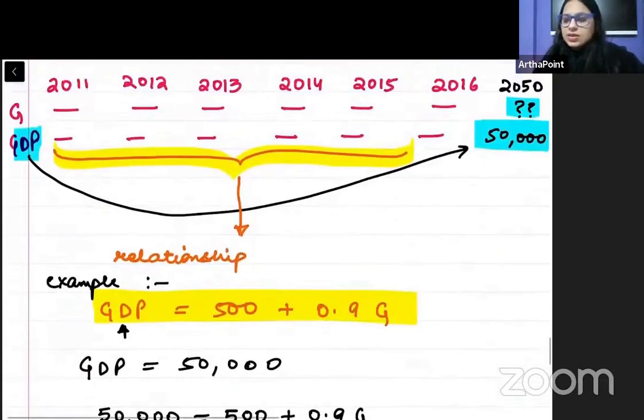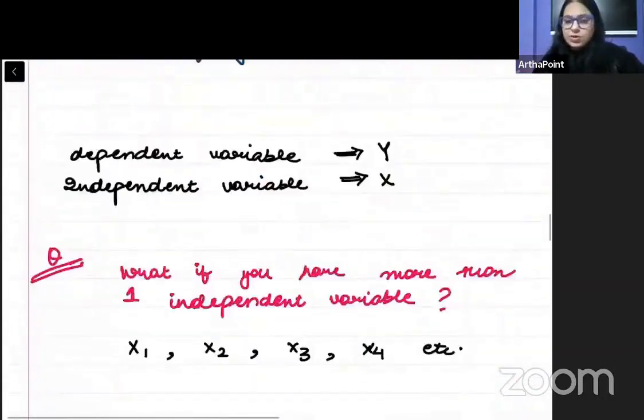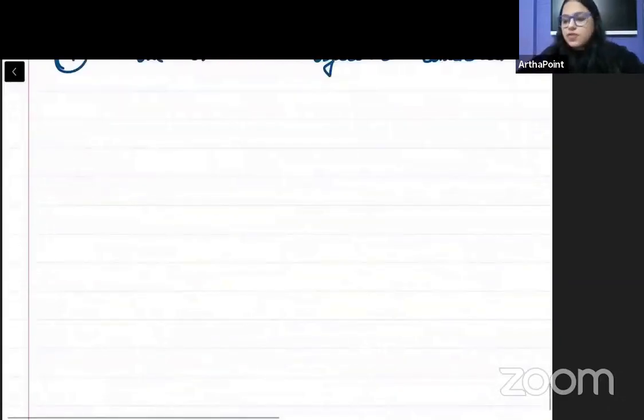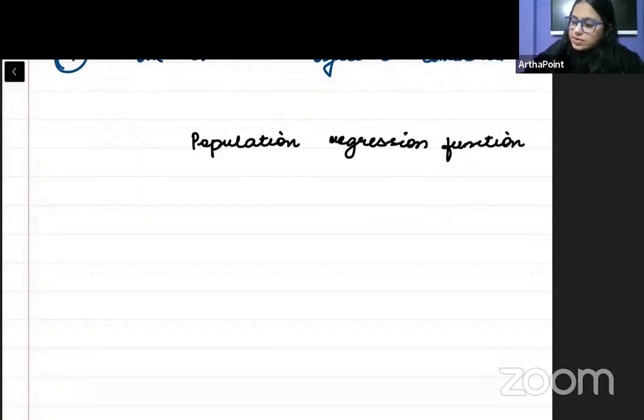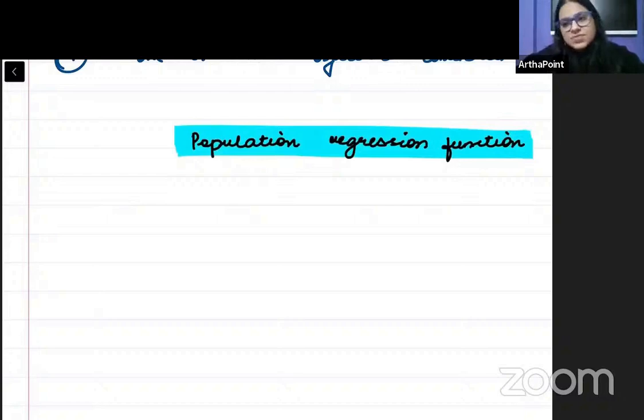This is the introduction to econometrics. What is econometrics and why do we require econometrics? In the next lecture, we will start with the basics of econometrics. We haven't learned anything yet, we have only learned what econometrics is. Now in the next lecture, we will start with what is known as the population regression function. Right? So we will start with the population regression function in the next class. Okay, see you. Thank you.